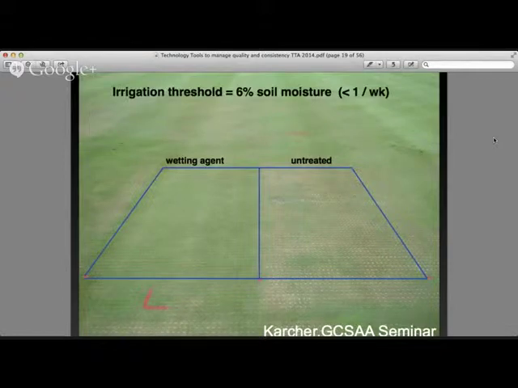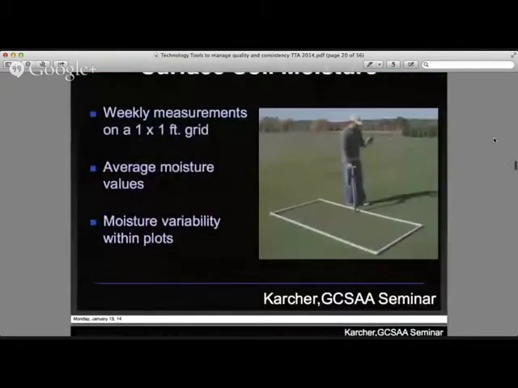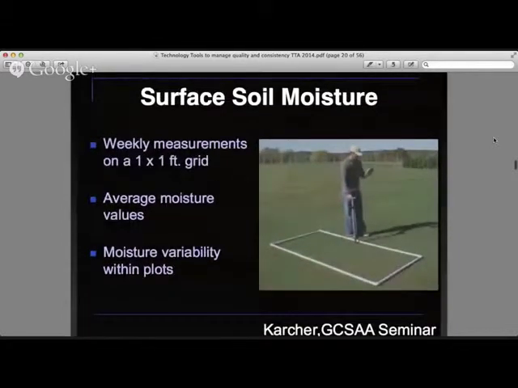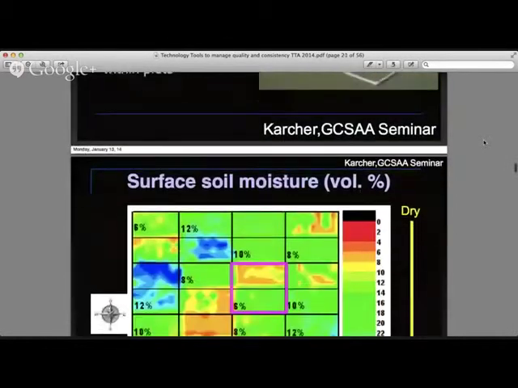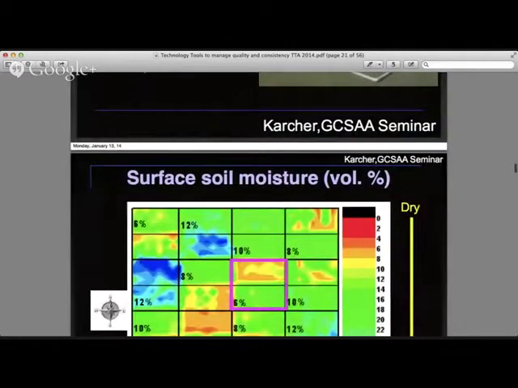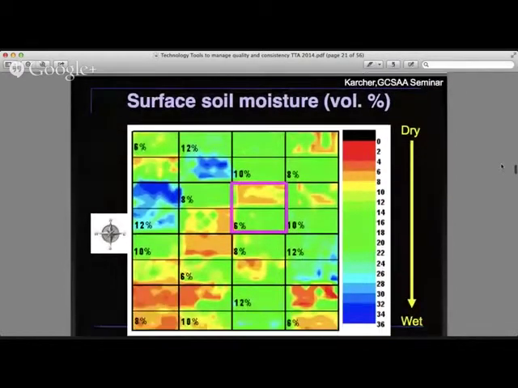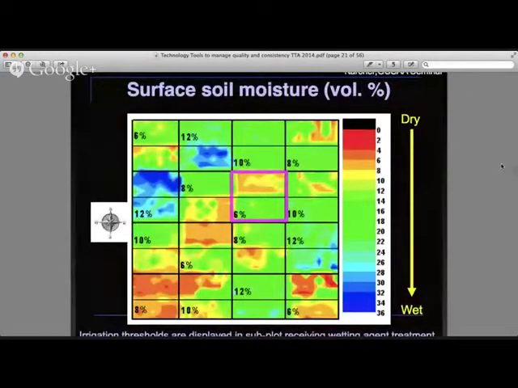Doug did just that in this study. If you go down one slide, he took weekly measurements on a 1 foot by 1 foot grid of average soil moisture readings, and you can see the variability within the plots. If we go down another slide, you can see the scale on the right from dry to wet, from black to blue, and you can see in these plots, like the 6% soil moisture, you can pick out which one was the wetting agent treated and which one was not, and you can see that there's quite a bit of variability in the plot that's not.